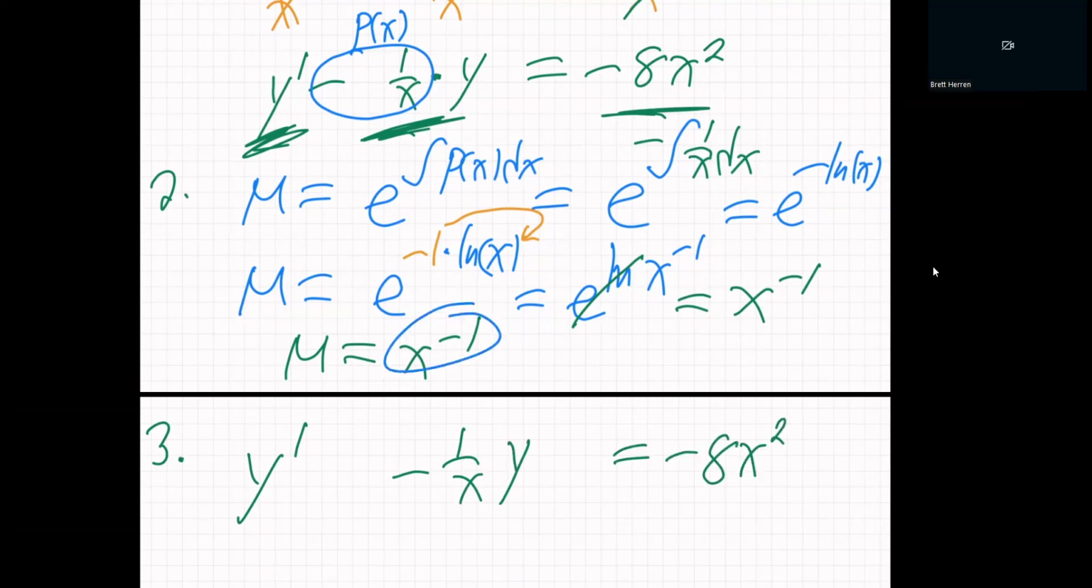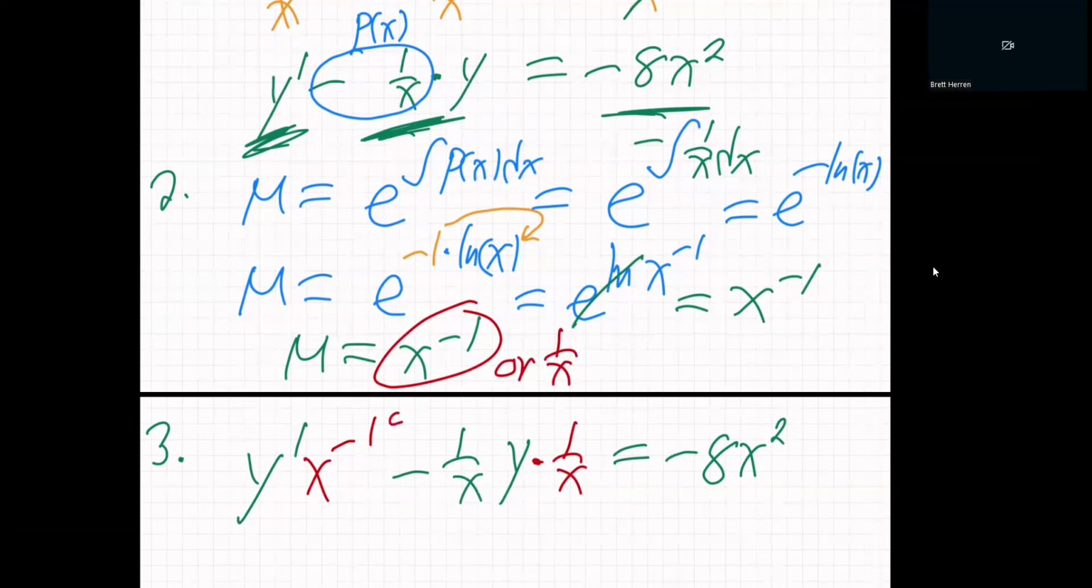I'm going to take that integrating factor right there, and maybe I'll change the color, and I'm going to multiply that. So I'm going to put x to the minus 1 there. I'm going to make it 1 over x. It's the same thing. So I'm going to put it there, put it there, and put it there. We put it in all three spots. We've got to multiply through the whole equation by it.